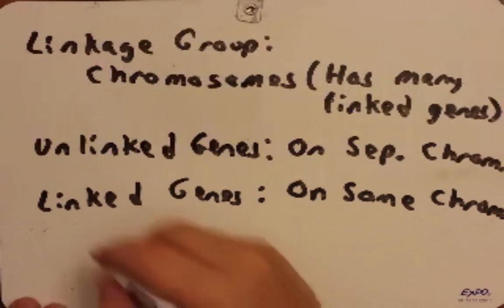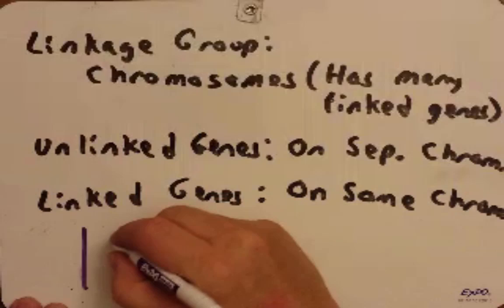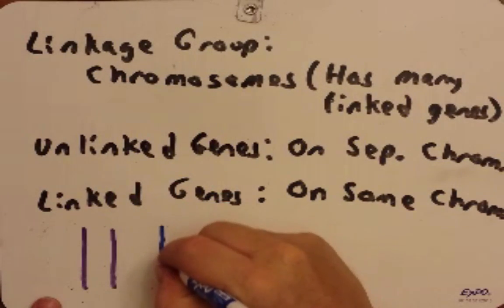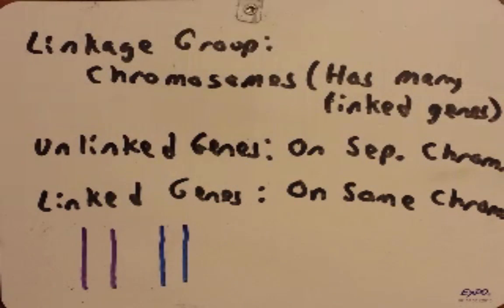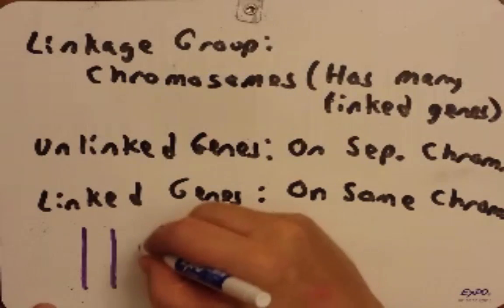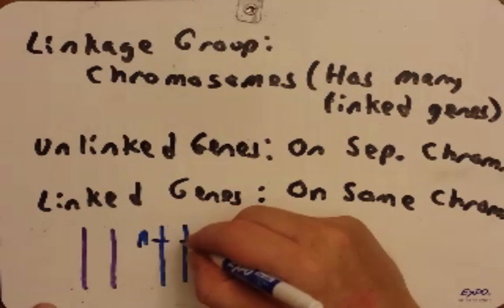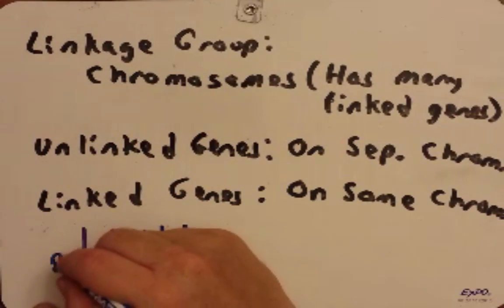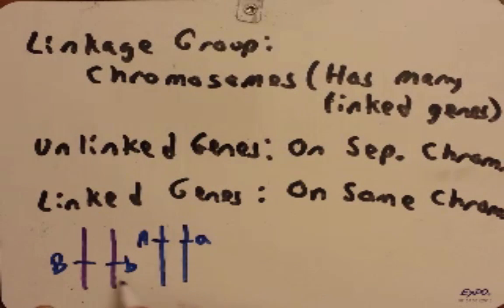So if they're unlinked, well, this would be an example of unlinked genes. We have two homologous chromosomes, and we have genes, say, A here, and genes B here. Two different alleles of the gene B and two different alleles of gene A, but they're on separate chromosomes. As a result, they're going to independently assort. We say they are unlinked.